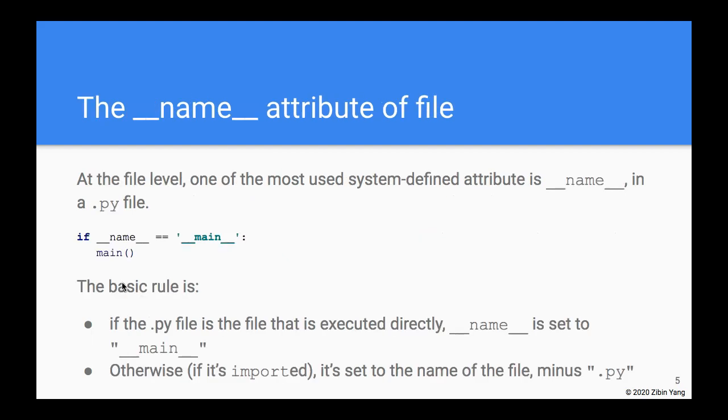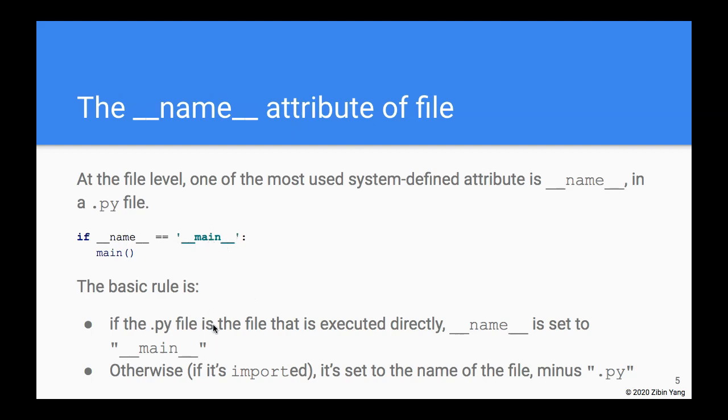We are actually familiar with the dunder name attribute of a Python file, at least, because we've been suggesting that you use this: if dunder name equals the string dunder main, then we run our code. So what exactly does this dunder name and this dunder main mean?